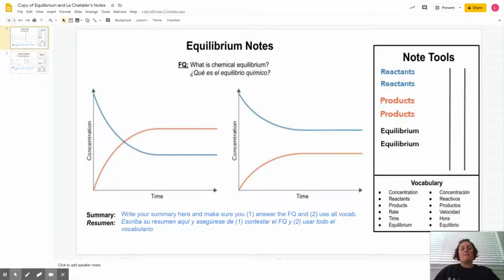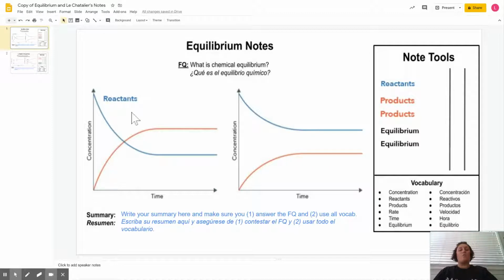Okay, now that you have your notes open, you notice here how we have a blue line in both graphs, okay, that start off high and then drop. These are what we call the reactants in a chemical reaction, right? So when we're looking at a graph, we start with all reactants, okay? So at time zero, before we even mix anything, everything is a reactant, okay?